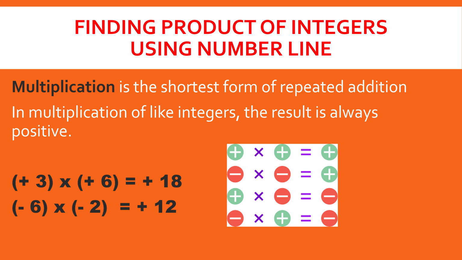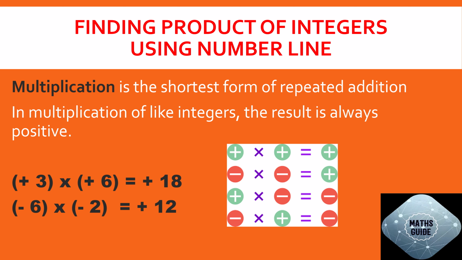Alright, let's talk about multiplying integers using a number line. This is a great visual way to understand how positive and negative numbers interact when you multiply them. As you know, multiplication is repeated addition. If you are multiplying like integers, the result is always positive. And if you are multiplying unlike integers, the result is always negative. Keep these points in your mind.